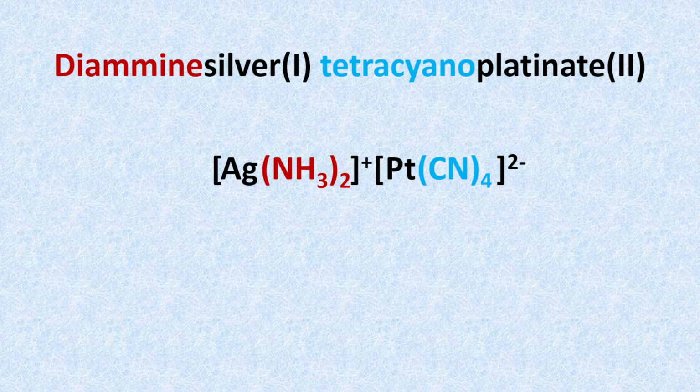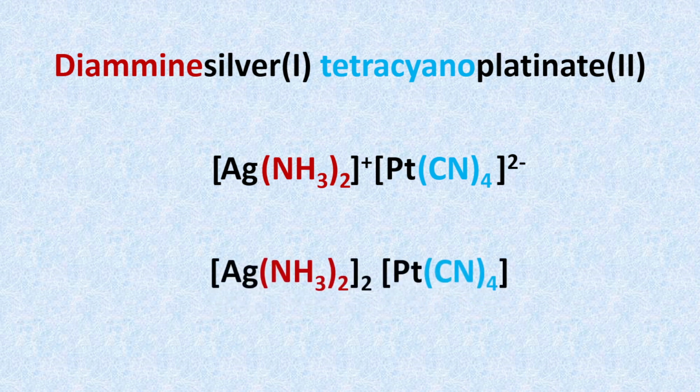On the other side, we have an anionic part that contains tetracyanoplatinate. In tetracyanoplatinate, the oxidation state of platinum is 2, while each cyanide carries a negative charge. So overall we have 2 negative charges on the anionic coordination sphere. Balance it using the crisscross method to get the final chemical formula.